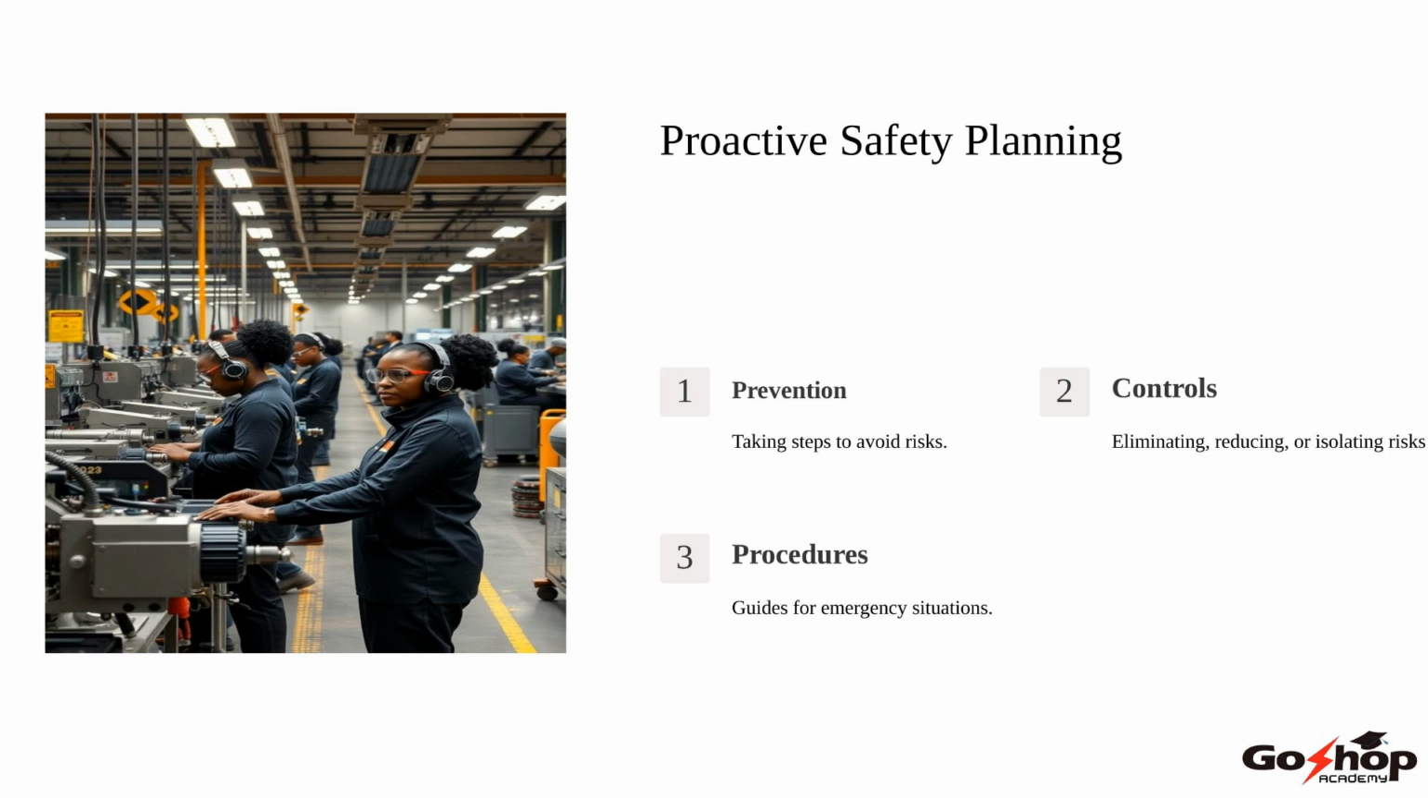These include eliminating hazards where possible, reducing their impact or likelihood of occurrence, and isolating risks through barriers or protocols. Finally, procedures act as a guide for responding to emergencies. They include incident protocols, evacuation drills, first aid training, and the use of PPE to ensure worker safety.